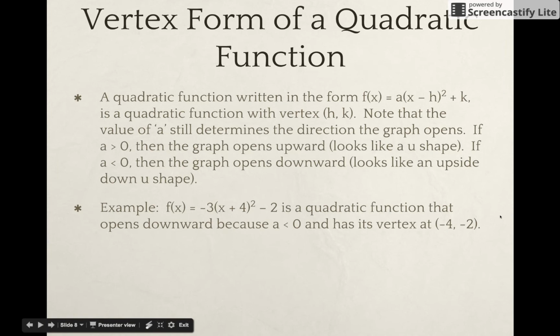Take a look at f(x) = -3(x + 4)² - 2. Because a is -3, we know it opens downward. Because it's in vertex form, we can identify the vertex right away as the ordered pair (-4, -2).